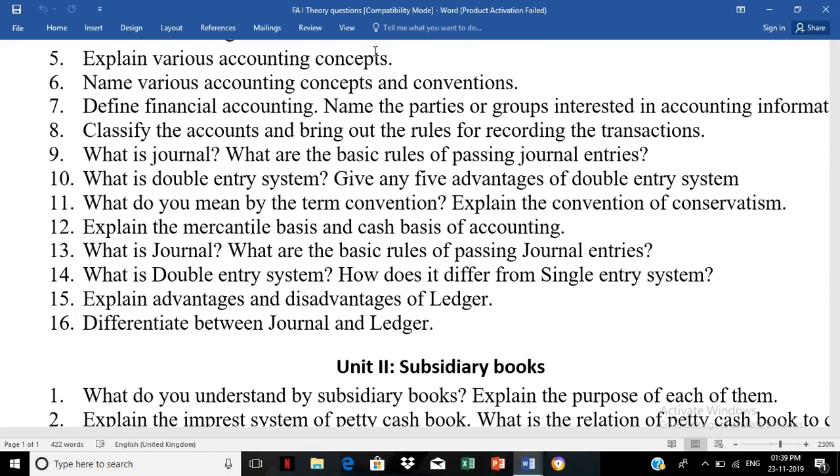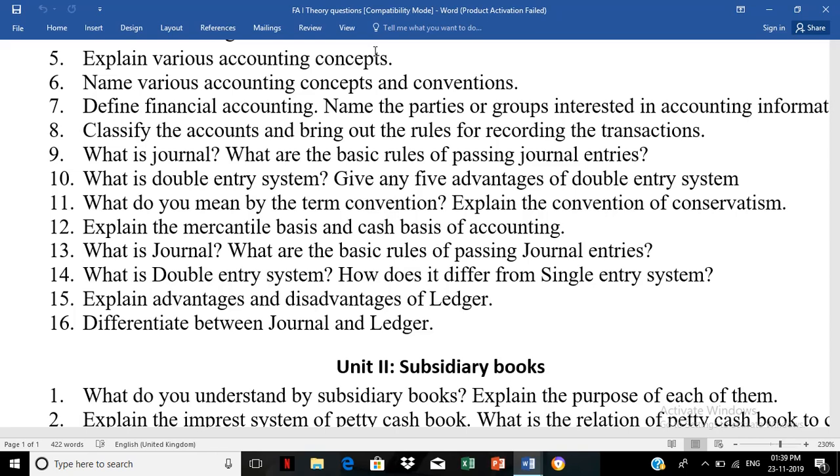The first unit is about journal or ledger or the theory part. You might get anything. There is no guarantee that it will be only this part or that part. You have to be perfect with the total part, theory as well as problems.